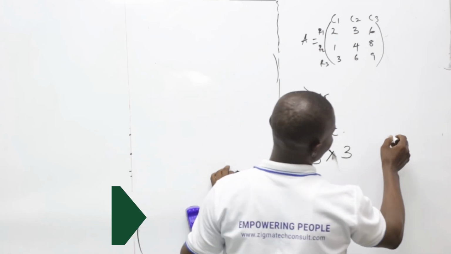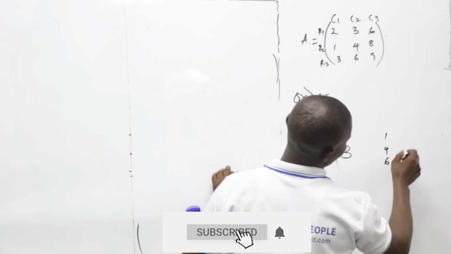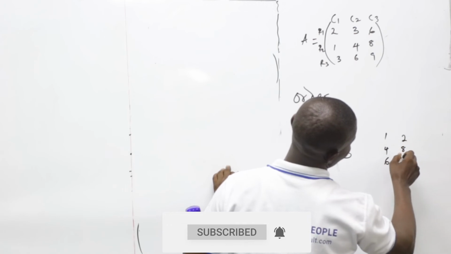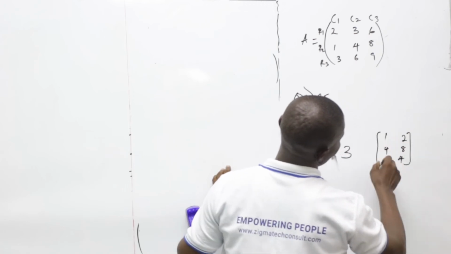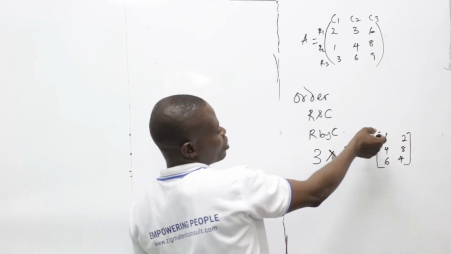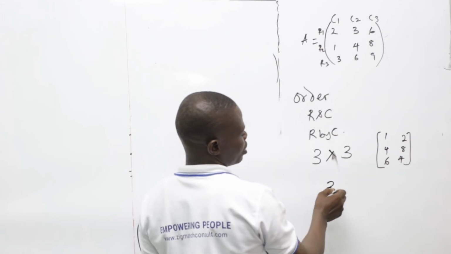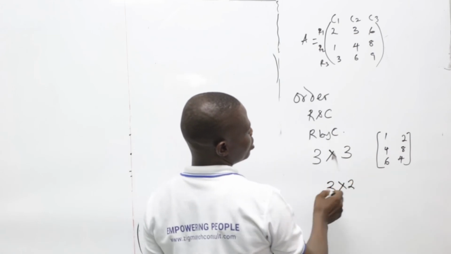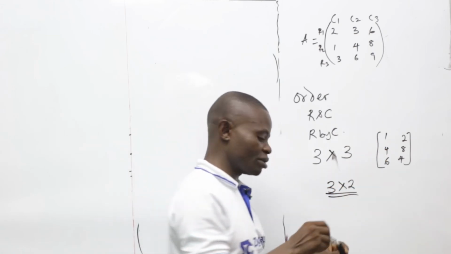Then when you have this, 1, 4, 6, 2, 8, 4, the order of this matrix is the number of rows by columns. How many rows are here? 3. How many columns are there? 2, meaning a 3 by 2 matrix.